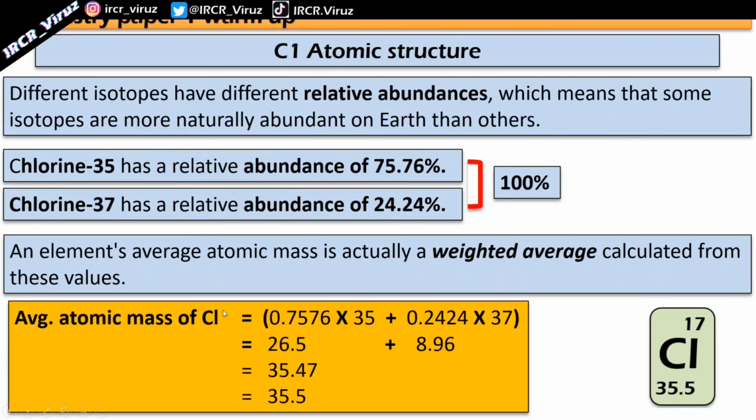So for an average atomic mass of chlorine, we will have 0.7576 times 35. That will be these values over here at the top, and then you have 0.2424 times 37, the values of these ones over here, okay? And we got 26.5, 8.96. We add them together, we get 35.47, and then we round it up to 35.5.